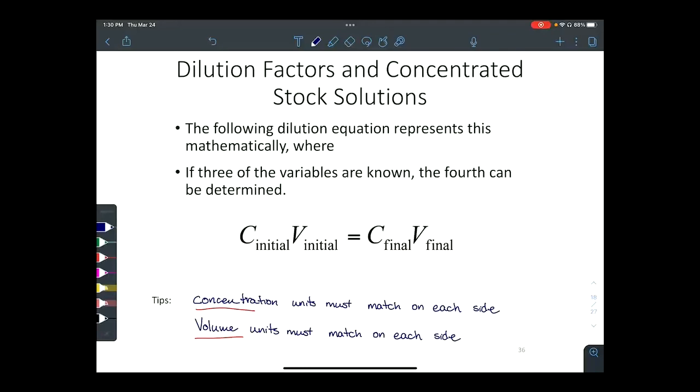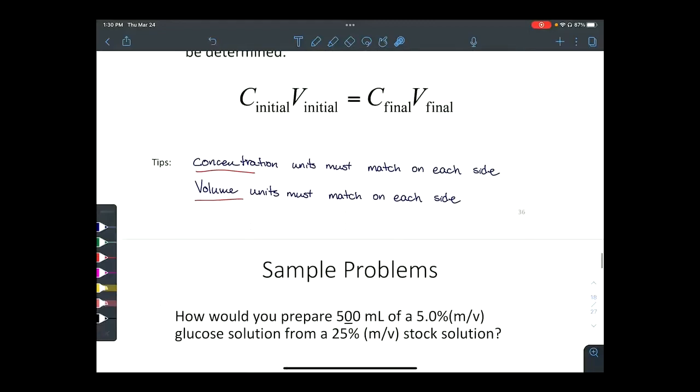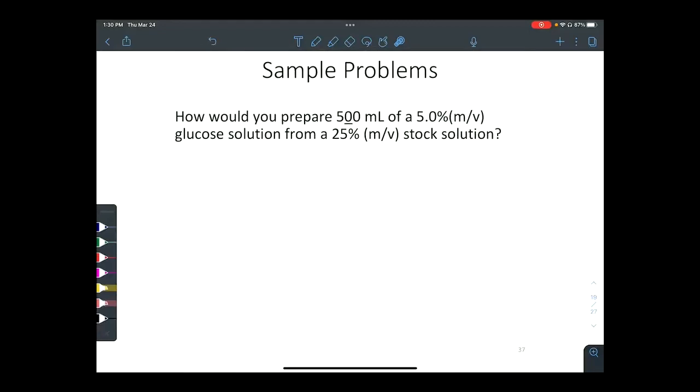And then the same idea here. Concentration units need to match. Volume units need to match on each side as well. So when you're using this equation, if you measure your concentrated stock in milliliters, if you go ahead and calculate V2 or your V final, that will also be in milliliters. So those units have to match in order for this equation to work. All right, so let's do a sample problem.